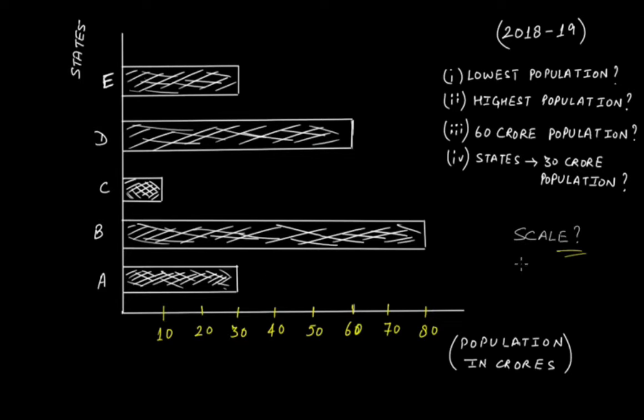So each unit length is what? 10 crore. That is the scale of our graph. The first question is the lowest population. Which state has the lowest population?